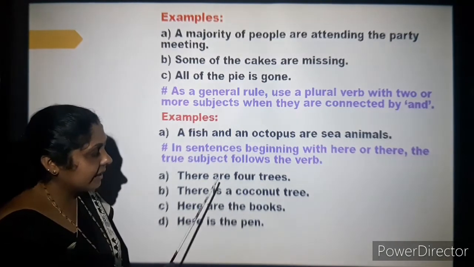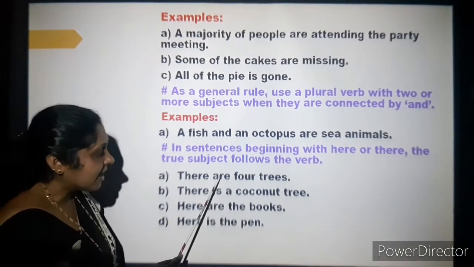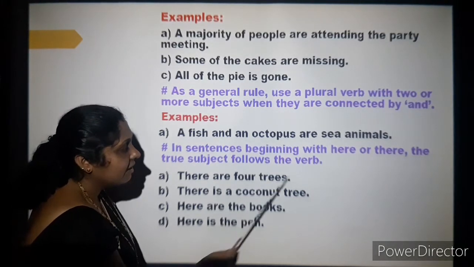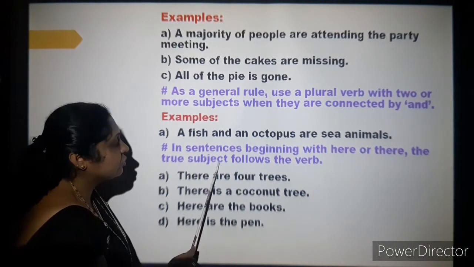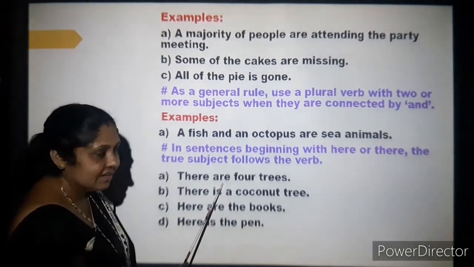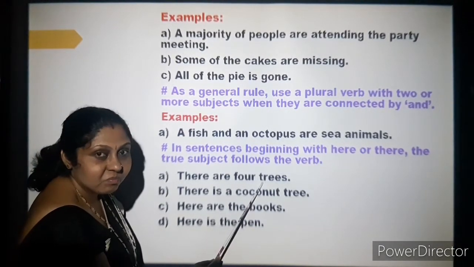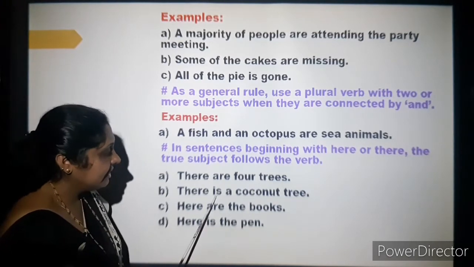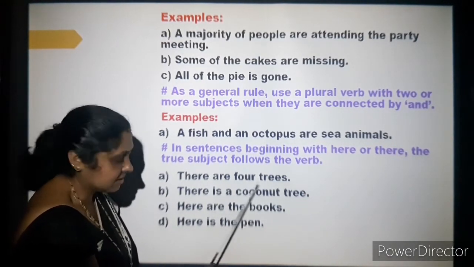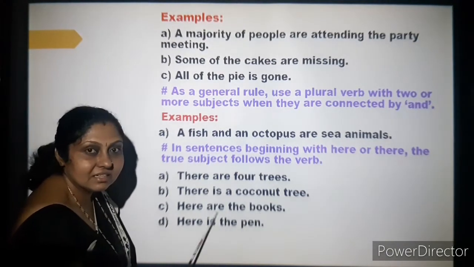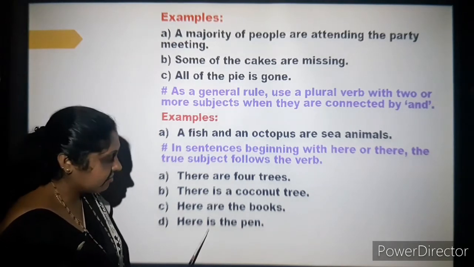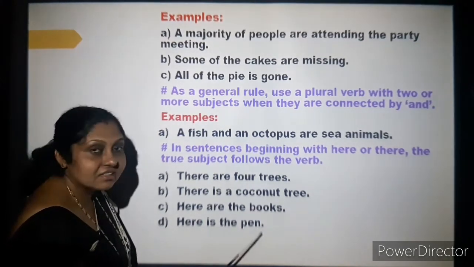Now again you can concentrate here. Are 4 trees. What is happening here? The true subject follows the verb. It means you have the verb first and after that you have the subject. Is a coconut tree. Here is the verb, here you have the subject. Are the books. Here is the verb, here it is the subject. Is the pen. It is a verb and the pen is the subject.